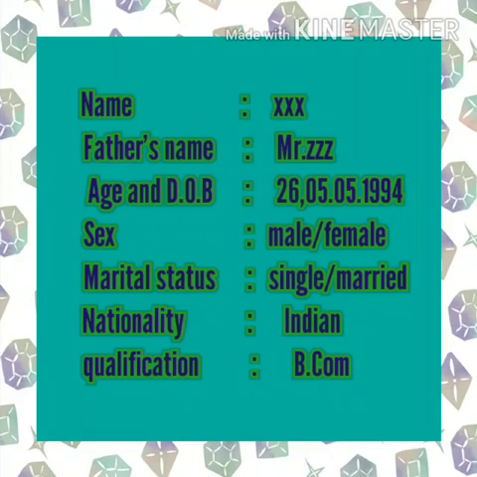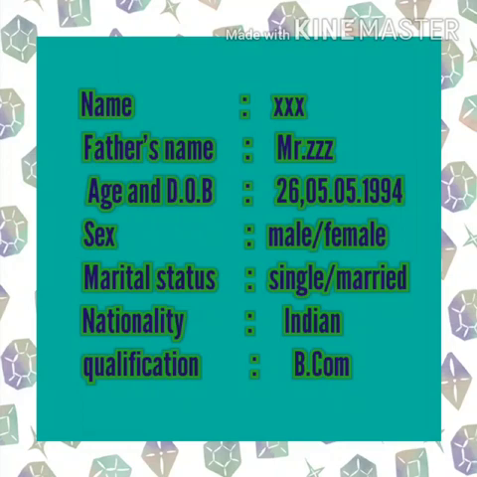The second one is father's name. In front of father's name, you can write Mr. ZZZ. And then the third one is age and date of birth. One thing should be kept in your mind when you are writing age and date of birth. You should calculate your age according to your experience. According to that, you should write your date of birth.